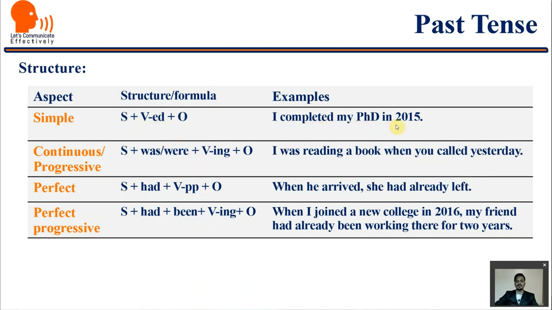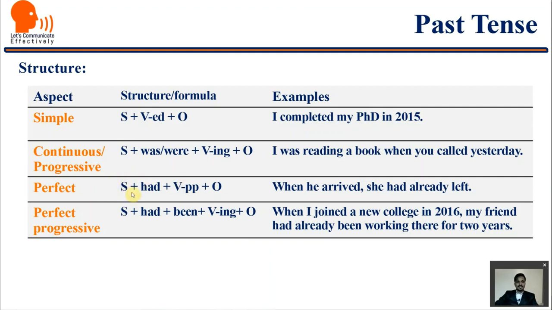I completed my PhD in 2015. So I'm talking about my PhD, the action has happened in the past. I completed my PhD in 2015. When to say I have completed my PhD, we will see in next examples. Continuous or progressive, same, subject plus, instead of now am, is, are, it will come here was, were, and I was, we were, you were, he, she, it was, they were, right? I was reading a book when you called yesterday.